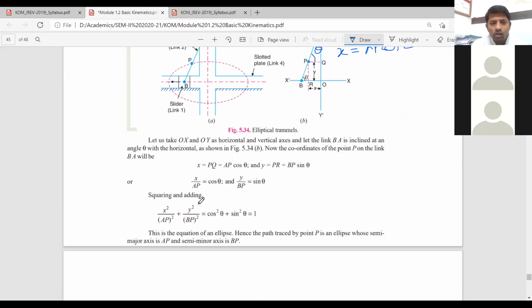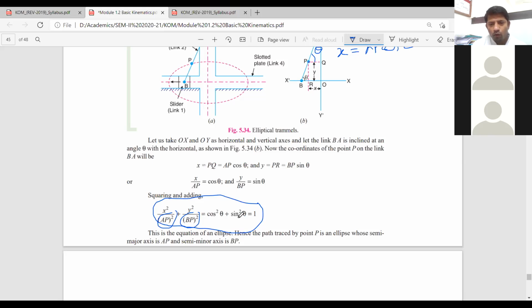Then what operation is done? Squaring and adding. So we squared it and added. X square upon AP square plus y square upon BP square is equal to cos square theta plus sin square theta, which gives us 1. So this is the equation x square upon AP square plus y square upon BP square equal to 1. It is the equation of an ellipse. Hence, the path traced by point P is an ellipse. And this AP and BP will be the semi-major axis and semi-minor axis. Got it? So it is the mathematical proof of the elliptical trammel.